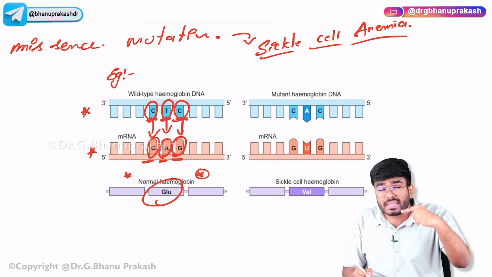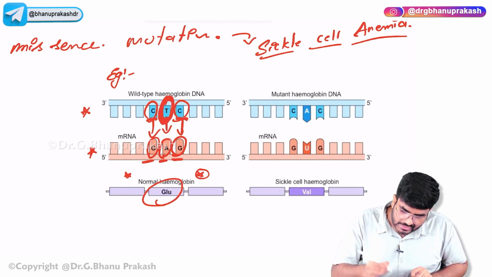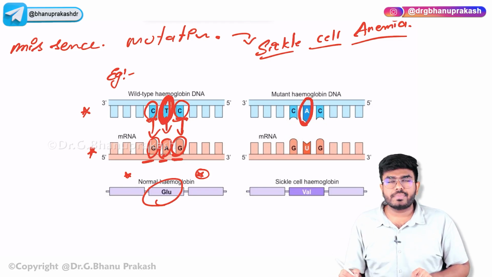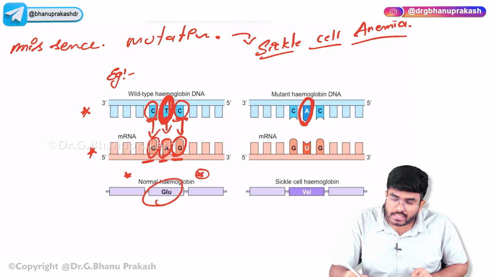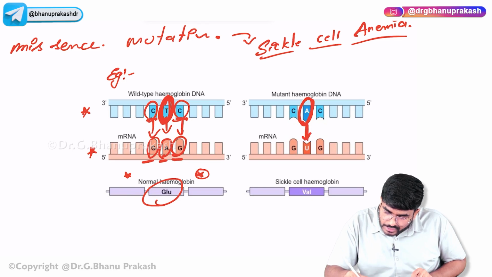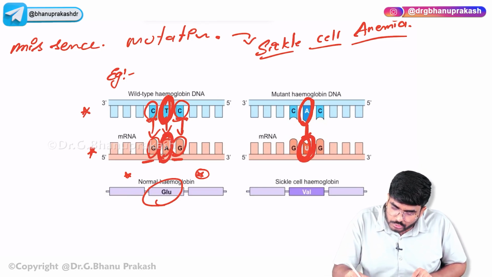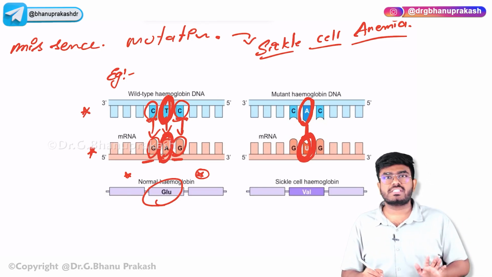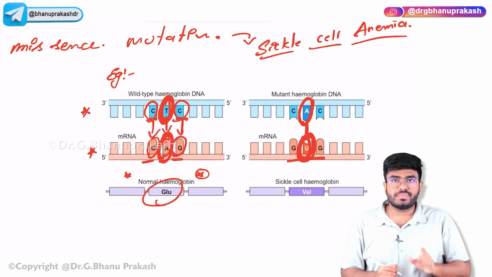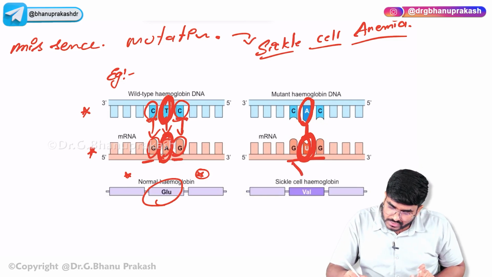But there is a missense mutation. What is that mutation? Instead of T in the middle, it was replaced with A. Whenever there is A in the DNA, U comes and sits in the mRNA. It was supposed to be A here, but instead U is coming and sitting. So, totally misunderstood. Now, this GUG codon is going to code for valine.